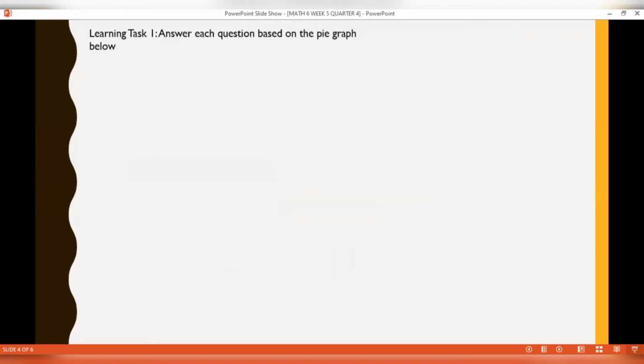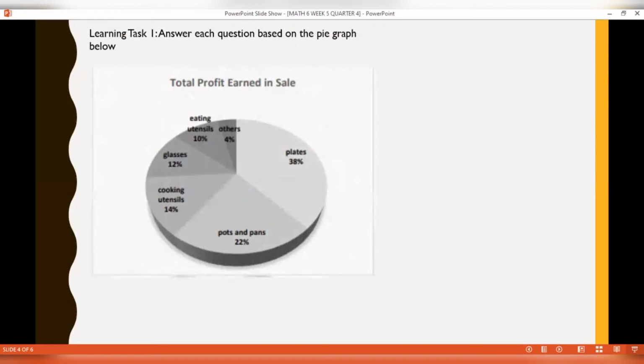Now let's have the learning task 1 in your learner's packet. Answer each question based on the pie graph below. So here, kung makikita nyo, ang title ng pie graph natin ay Total Profit Earned in Sale. Ano-ano ba yung mga pinanggalingan ng sale? Ito, plates, pots and pans, cooking utensils, glasses, eating utensils, and others. So, dyan ang galing yung mga sales or yung profit na earned.